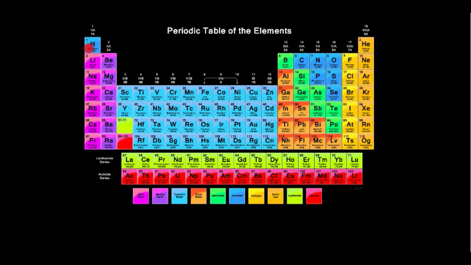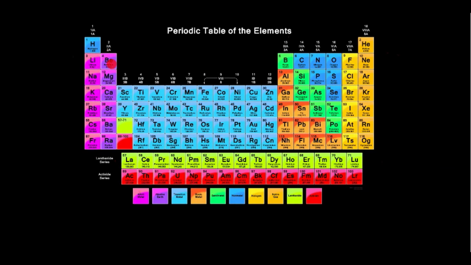Group first A of the periodic table is also known as the alkali metals, or the lithium family, because this group starts from the alkali metal lithium. That's why this is also known as the lithium family, or alkali metals.